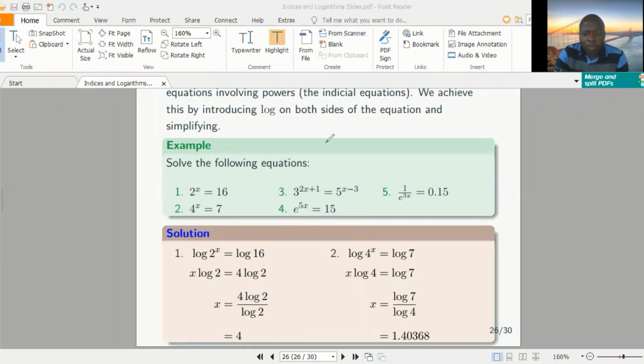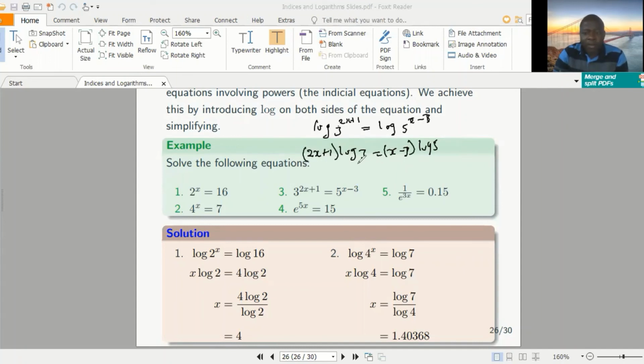Introduce logs on both sides. Log of 3 raised to 2x plus 1 is equal to log of 5x minus 3. Then these ones can be taken to the other side: 2x plus 1 log of 3 is equal to x minus 3 log of 5. This one side in brackets, this one side in brackets.